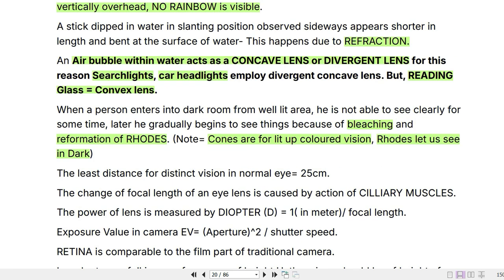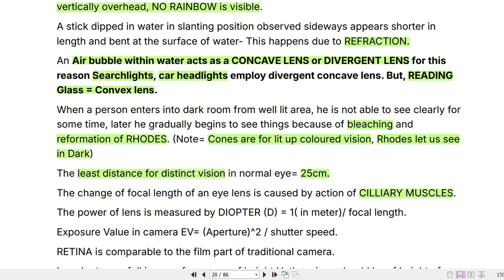Now the least distance for distinct vision in a normal eye is 25 centimeters. The change of focal length of an eye lens is caused by the action of the ciliary muscles. So just like we focus a lens on a camera, manually focusing by rotating the ring, a similar function is operated by which part of our eye? I think that is the ciliary muscles.